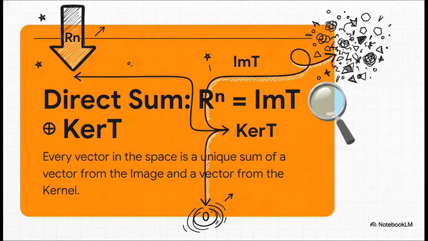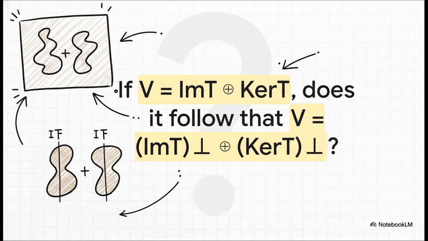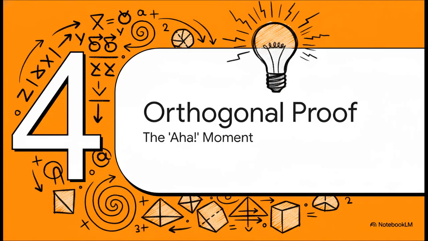Think of it this way. It means that every single vector in our space can be built in one and only one way by adding a piece from the image and a piece from the kernel. No overlap, no other way to do it. So here's the puzzle. If we have this perfect, clean split of our space into the image and the kernel, does that amazing property also apply to their orthogonal complements? Remember, the orthogonal complement is just everything that's perpendicular, or at a right angle, to a subspace. So is the whole space also a direct sum of the orthogonal complement of the image and the orthogonal complement of the kernel? Let's walk through the proof together. I promise it has a really satisfying aha moment at the very end.